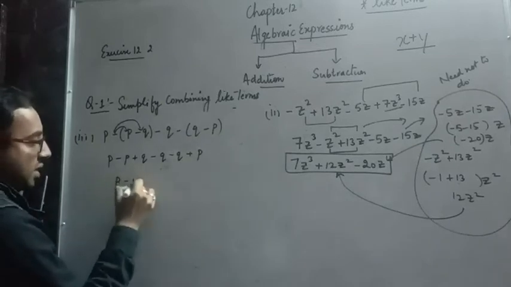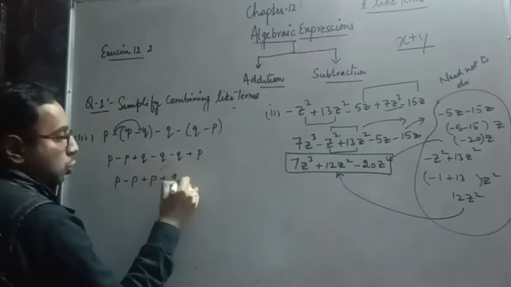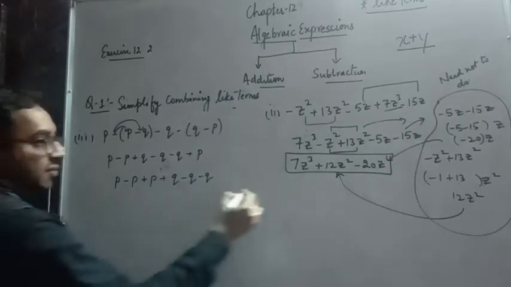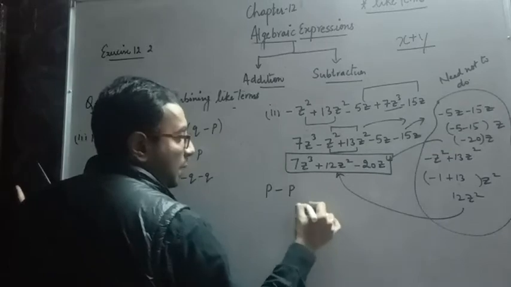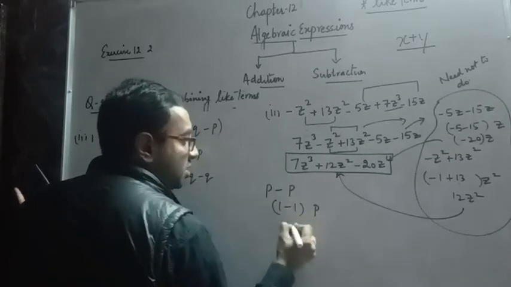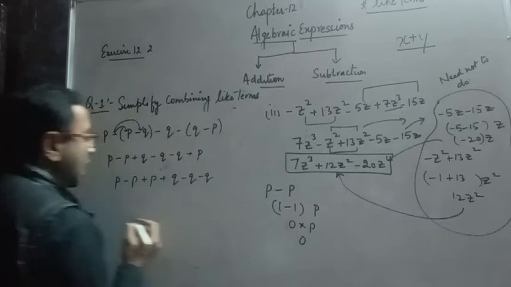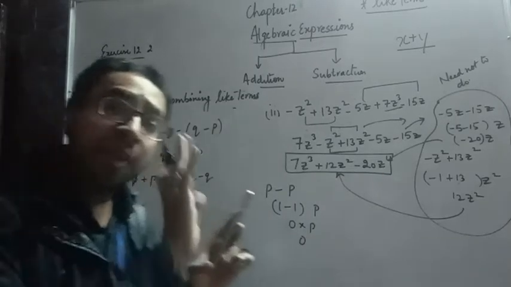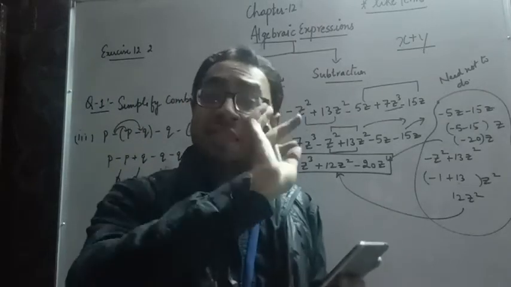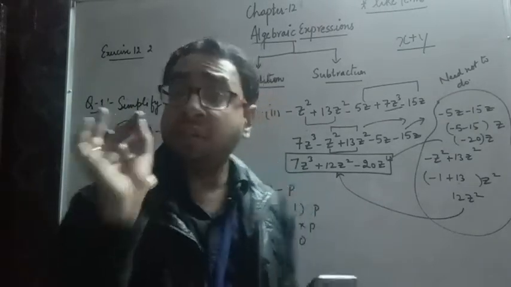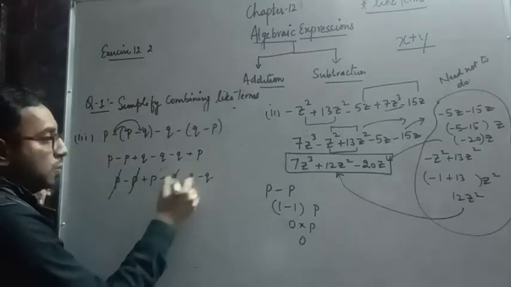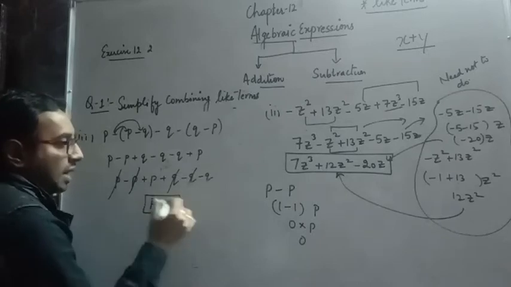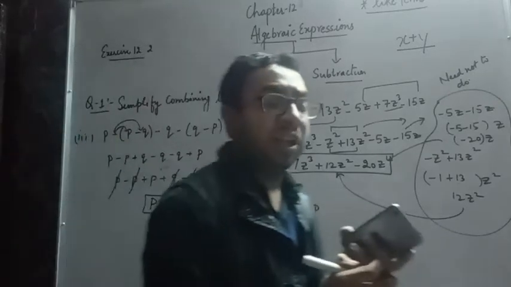Bring P to one side and keep Q to one side. Now, P minus P means 1 minus 1, because if I write P minus P, I'll take P common. What is left? 1 minus 1 is 0, and 0 into P is 0. Instead of writing 0, I'll simply cut, because same terms with plus and minus can be cut. Do remember, that is a very important condition. Similarly, plus Q minus Q cut. What is left? P from this side and minus Q, which is your answer. Are we clear? Any doubt anyone is having in this question?